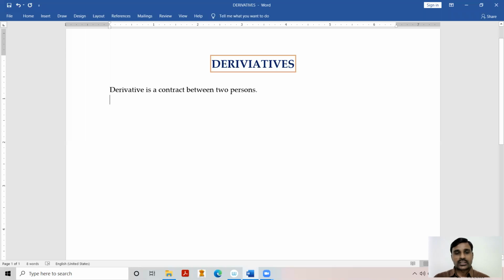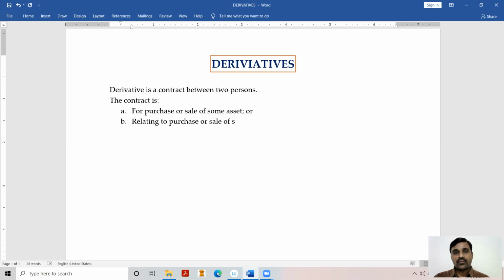There are two types of contracts. The contract is for purchase or sale of something, some asset, or the contract is relating to purchase or sale of an asset. This is the point. So it is a contract between two parties, and that contract is for purchase or sale of some asset, or relating to purchase or sale of some asset.